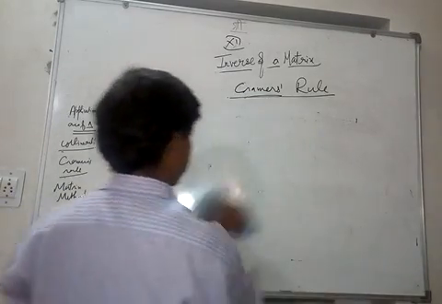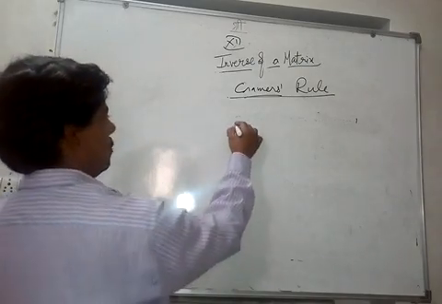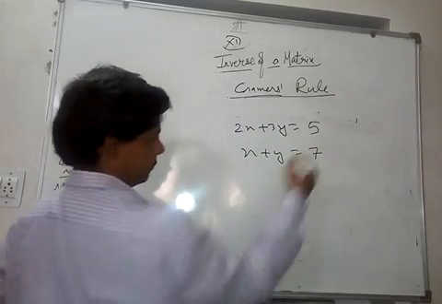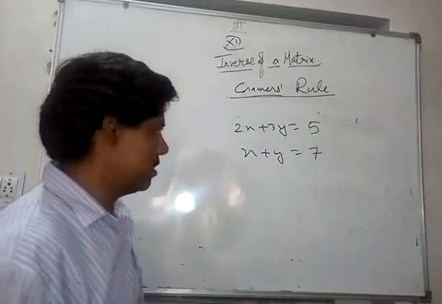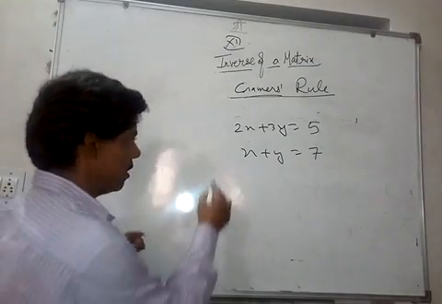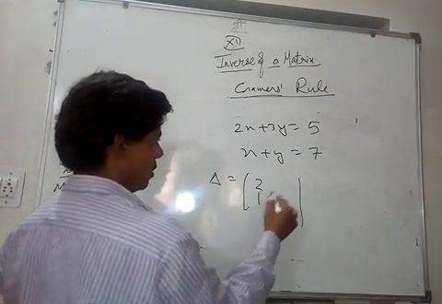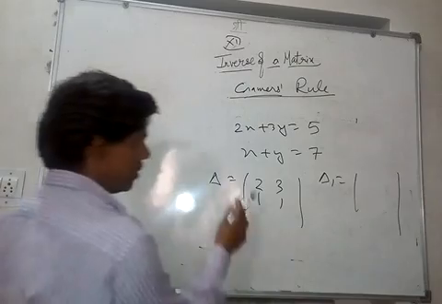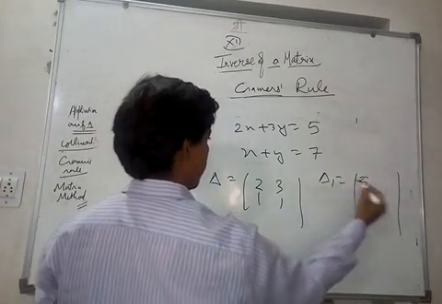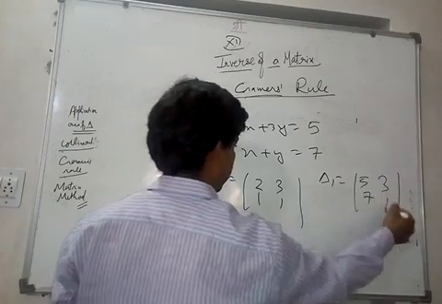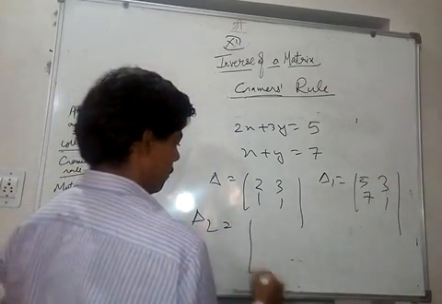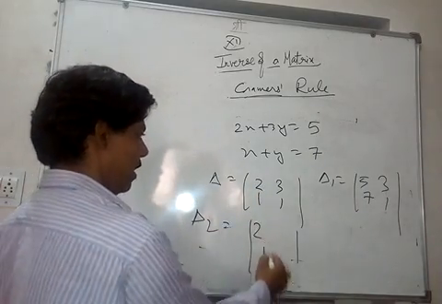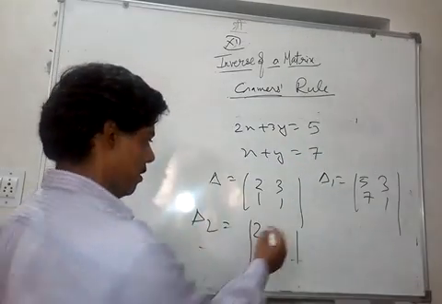Let's do an example. Suppose you have two equations: 2x plus 3y is equal to 5 and x plus y is equal to 7. You have to solve them. How will you solve them? You will first write delta. Delta is 2, 1, 3, 1. Now write delta 1. In delta 1, in place of 2, 1 write 5, 7, and 3, 1 will remain the same. In delta 2, the 2, 1 will remain, and in place of 3, 1 you will write 5, 7.